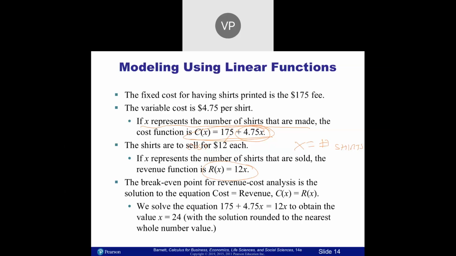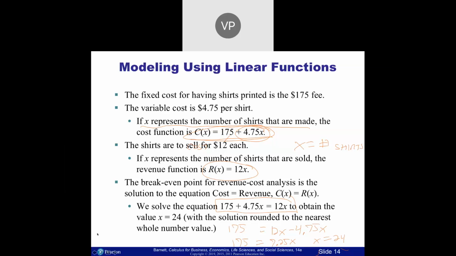Now, they didn't show the work here, but take this equation down here. We move the 4.75X over, and then we get 175 equals 7.25X. Divide both sides by 7.25, and that's where this 24 came from. And notice they rounded this to the nearest whole number.